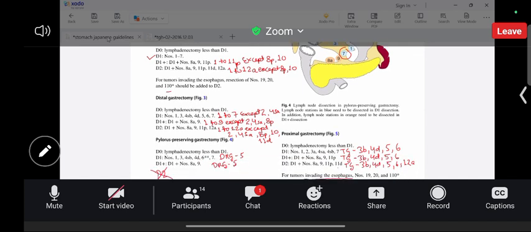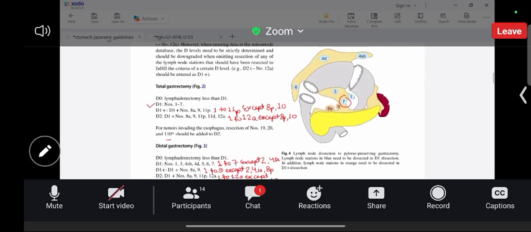So for DRG, D0 is less than D1. What will be D1? We can remember it like this. D1 will be 1 to 7 except 2 and 4SA, as we are doing DRG, distal radical gastrectomy.